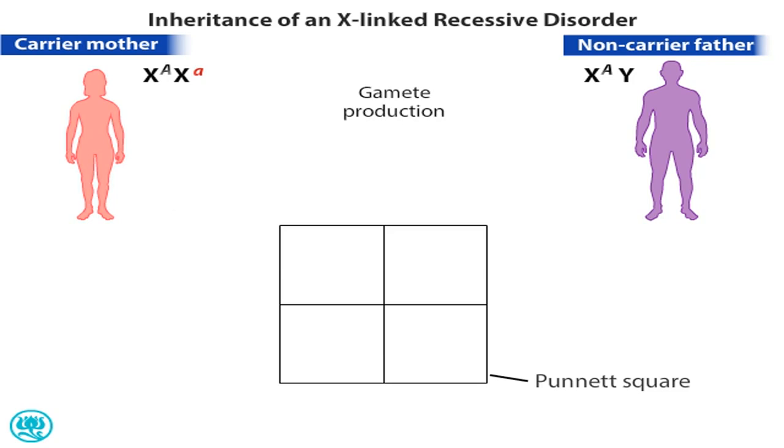In gamete production, the male produces two kinds of sperm. Half carry an X chromosome with a healthy allele, and half carry a Y chromosome, which lacks this particular gene entirely. The mother produces eggs with X chromosomes. Half of the eggs have the healthy allele, and the other half have the recessive disorder allele.